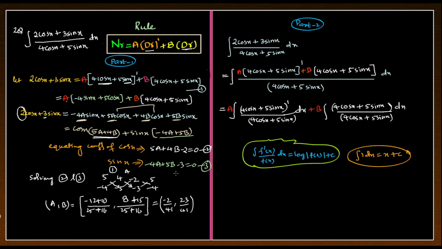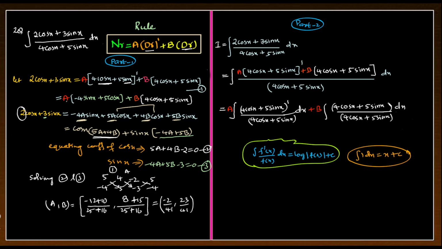Now solving equations 2 and 3 by any method, either elimination method, cross multiply method, or substitution method, you will get the values of A and B. Okay, now second part, after finding the values of A and B, we have to write the question again. So this is the given question, we are integrating, so I equals the given question.